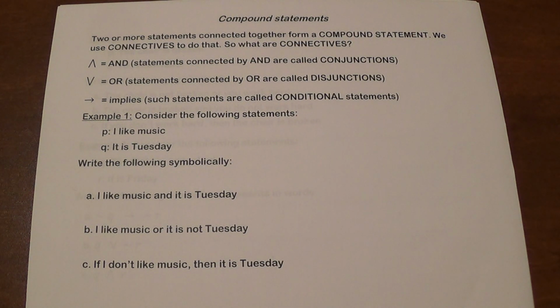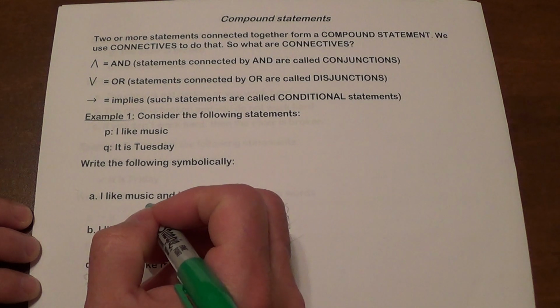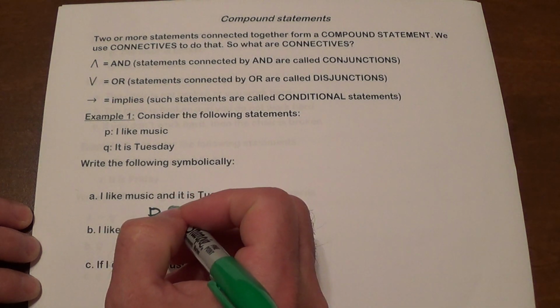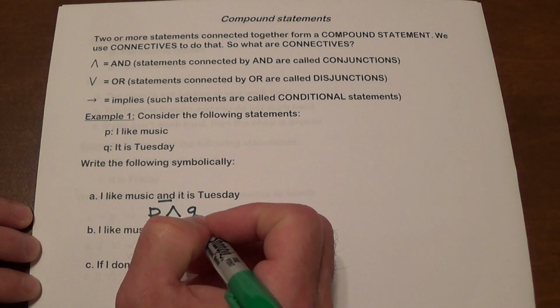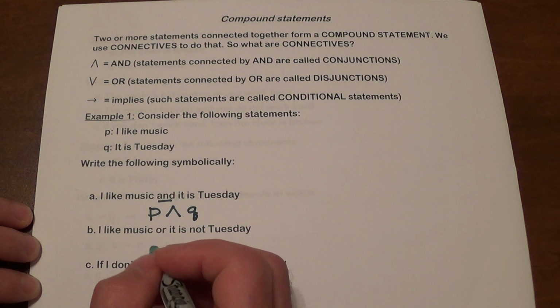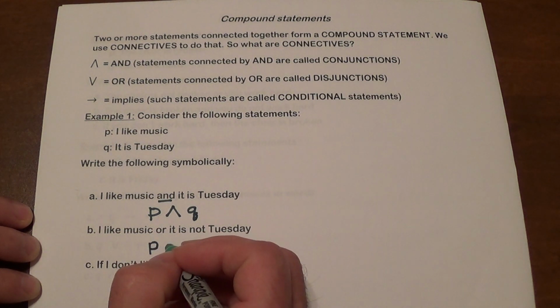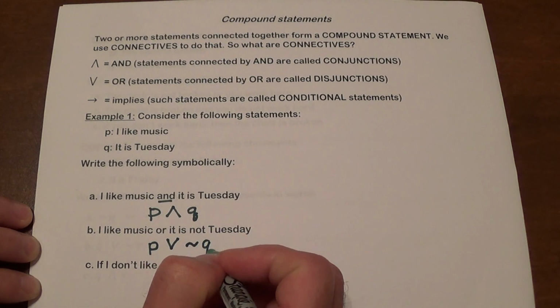So example 1, let's consider these statements. P, I like music. Q, it is Tuesday. We're going to write symbolically the following. I like music and it is Tuesday. So I like music is P, and, it is Tuesday. Looks like this. I like music or it's not Tuesday. I like music, or it's not Tuesday.